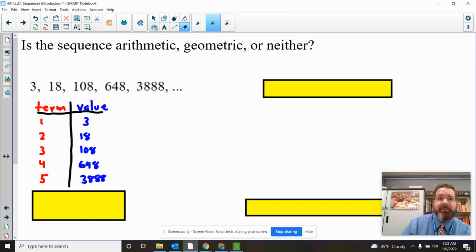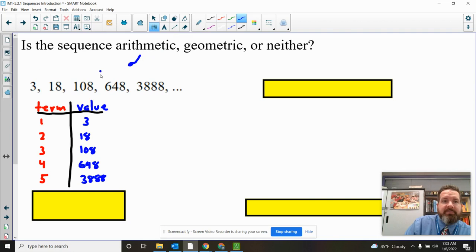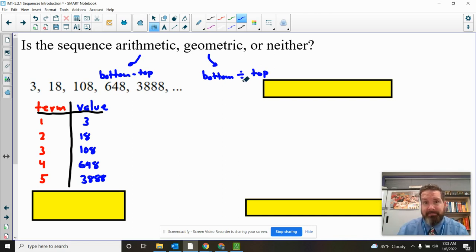Now let's do a similar check with the geometric version. Here, rather than doing the bottom minus the top, it's always going to be bottom divided by the top. So I'm actually going to write that in here real quick. So for arithmetic, the check is bottom minus top, and you want to see if you get the same difference each time. For geometric, the check is bottom divided by top, and see if you get the same number each time.